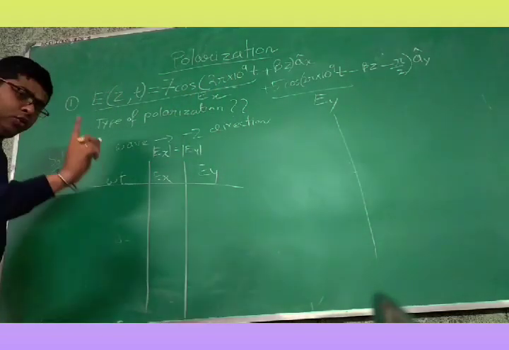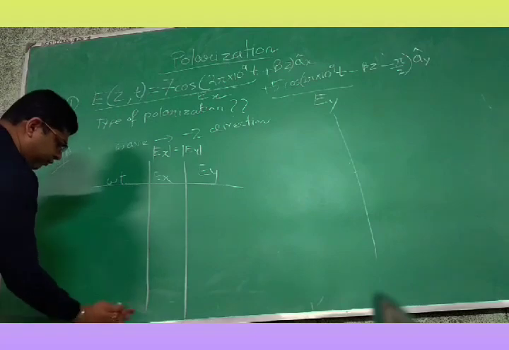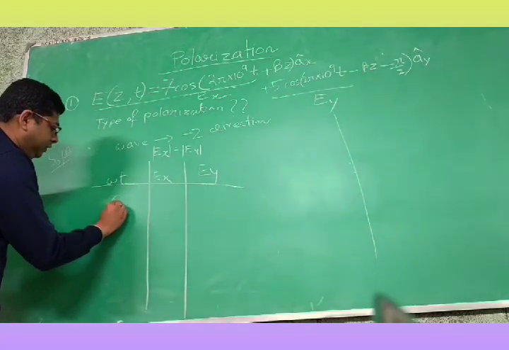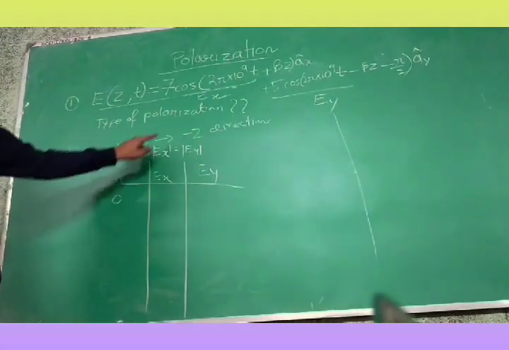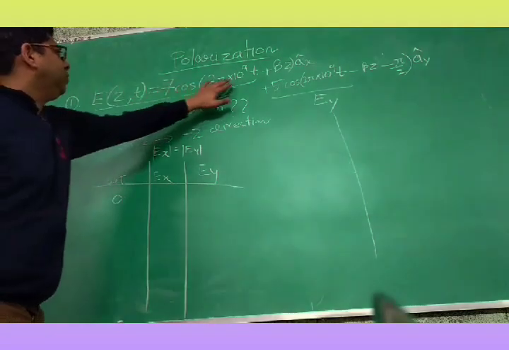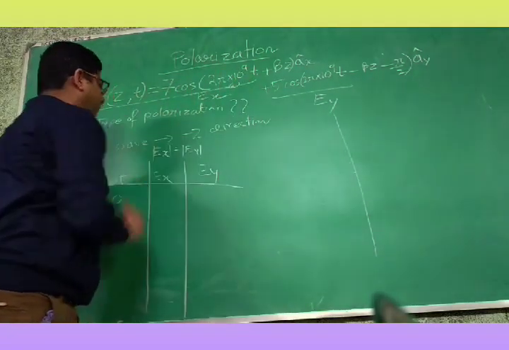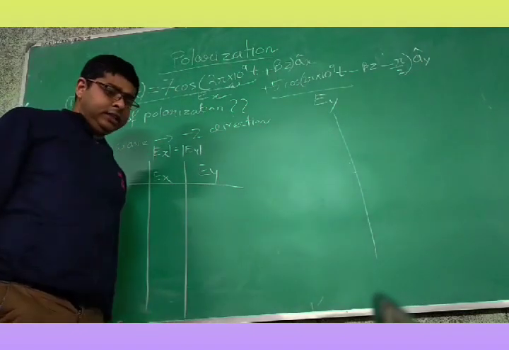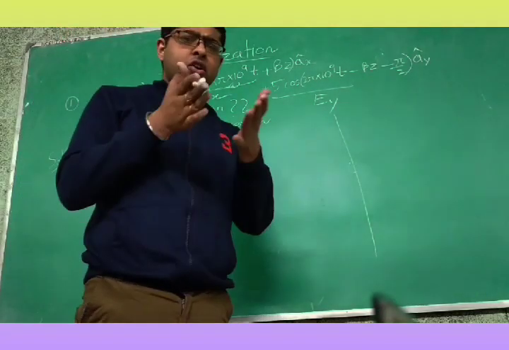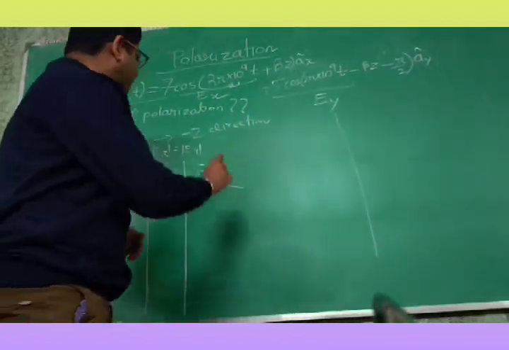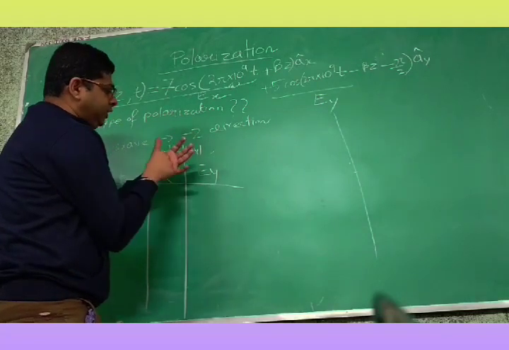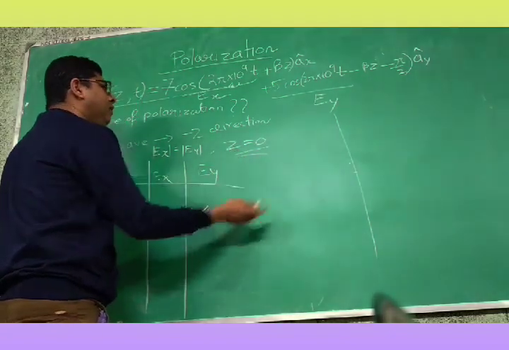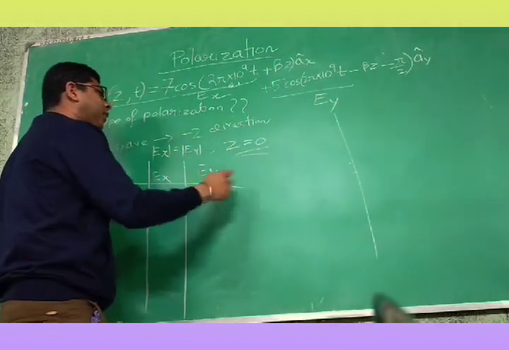For the first time, let us put in values of omega t. Let us take omega t equal to 0 first. Since we need to consider a fixed point, for the sake of simplicity let us take z equal to 0. That means at this point we are seeing the orientation of the electric field vector. That way we can do it.